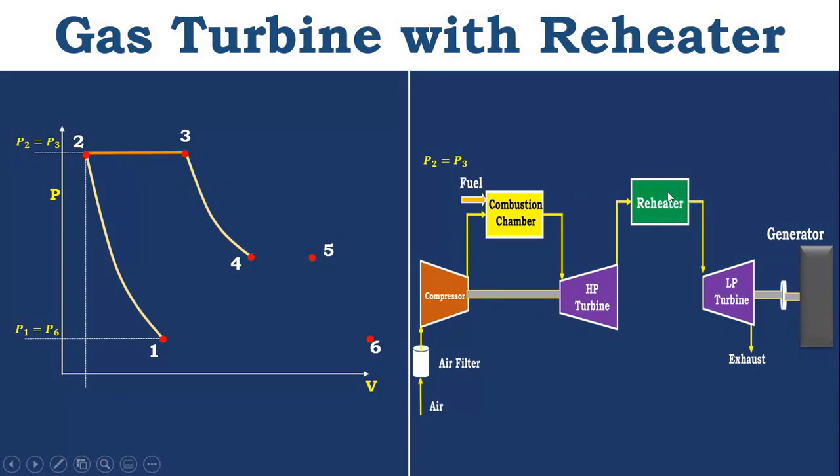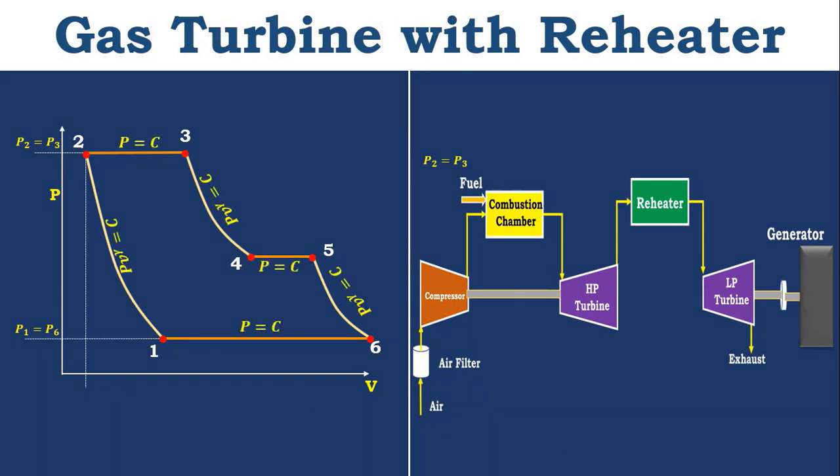Again it is heated at constant pressure. P5 is equal to P4. Then 5 to 6 is the low pressure turbine. Again hot gases are expanded isentropically, where there is a drop in pressure from P5 to P6. State 6 is exhausted to the atmosphere, and state 1 is also atmosphere, where we take constant pressure heat rejection because T6 is always greater than T1.